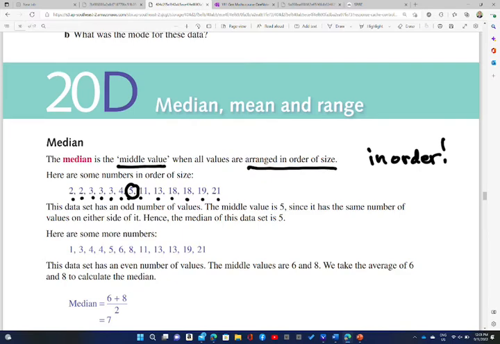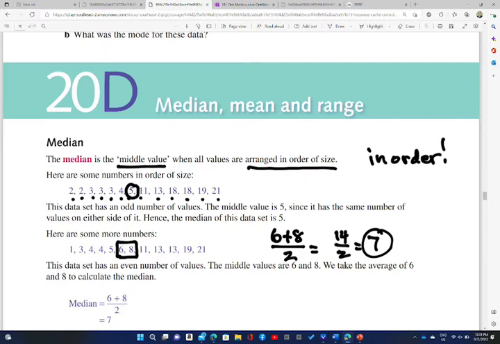But here, we have an even set of numbers. So there are 2 numbers in the middle, 6 and 8. So what we do is simply add the 2 together and divide by 2, which gives us a median of 7.